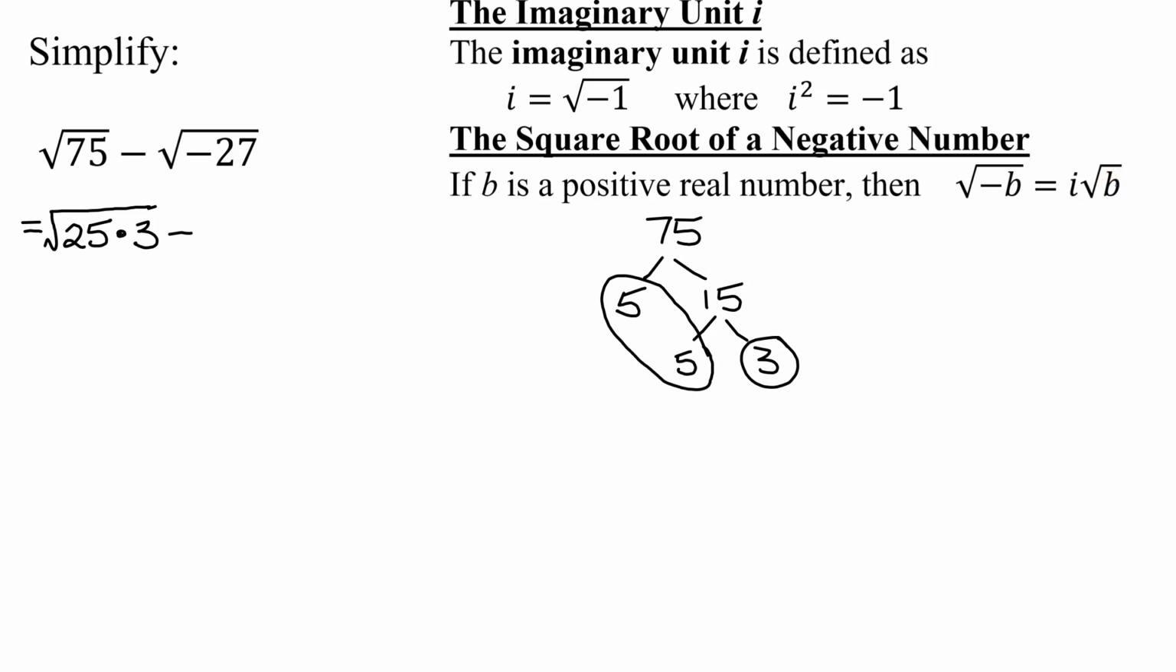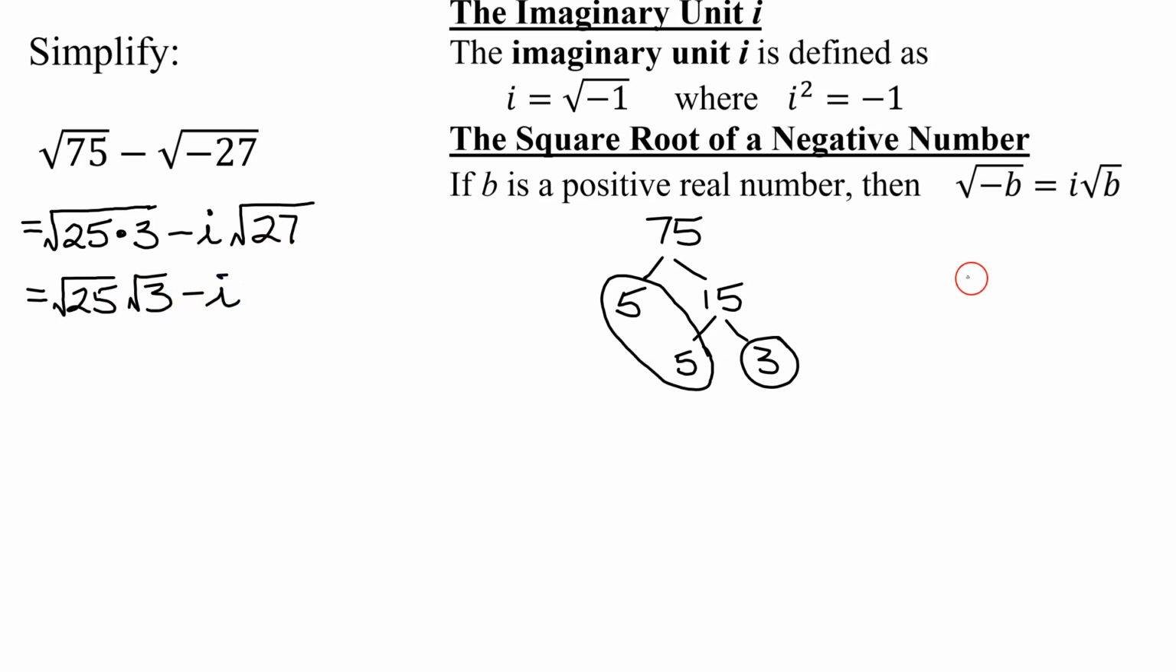So that's exactly what I'm going to do here. I'm going to pull out the square root of the negative 1 as i, and then it's going to leave me with the square root of 27. So this is going to give me the first term. I'm going to use the product property of radicals and write it as the square root of 25 times the square root of 3, minus i.